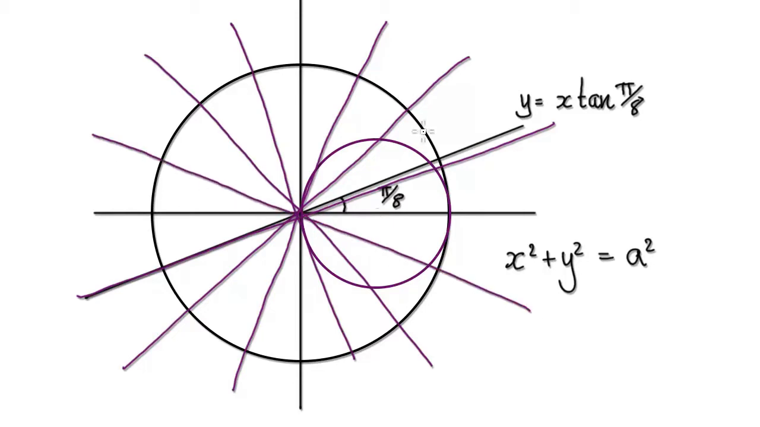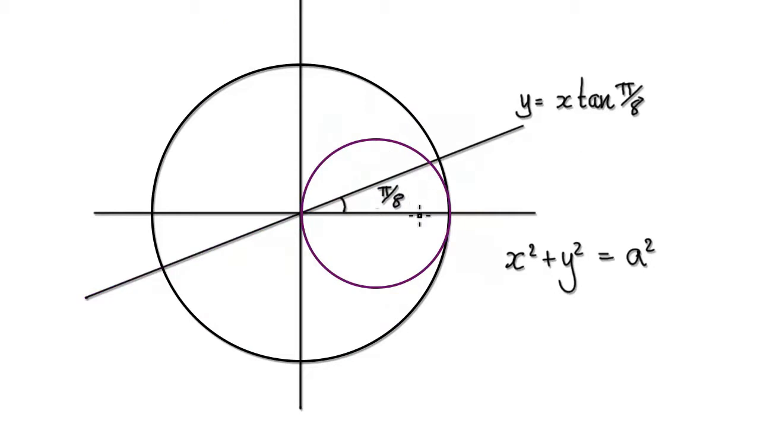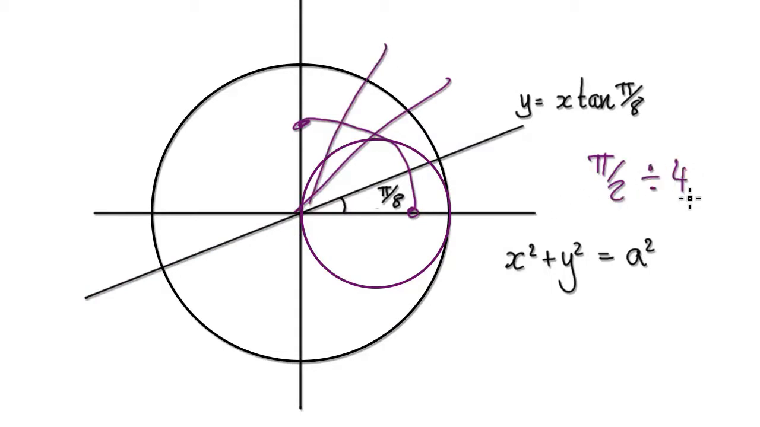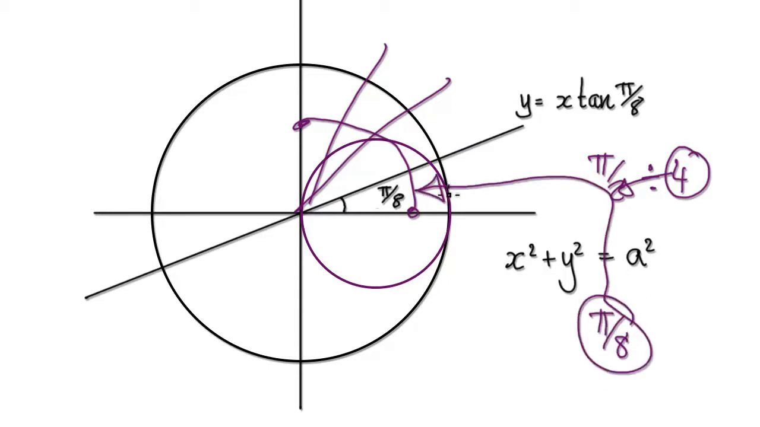So notice that we've got 1, 2, 3, 4 pieces in the first quadrant. From here to here it would be pi over 2, but because we've got 4 pieces we need to cut it into 4 equal pieces. This thing gets multiplied to the bottom, giving you pi over 8. So the angle here is pi over 8.